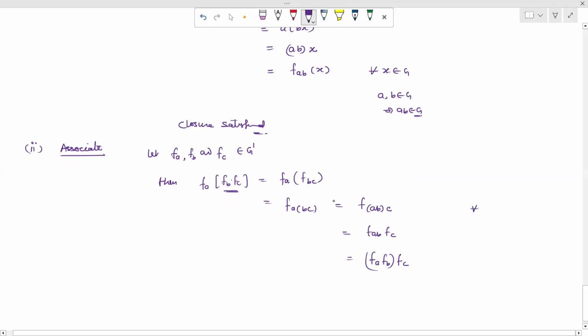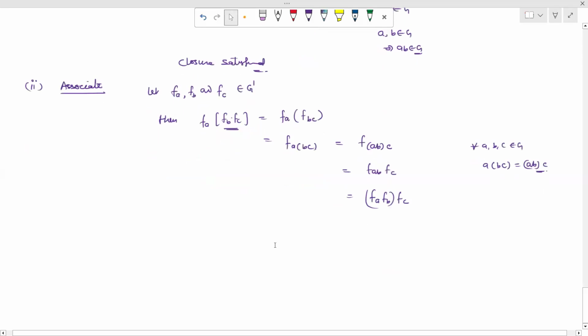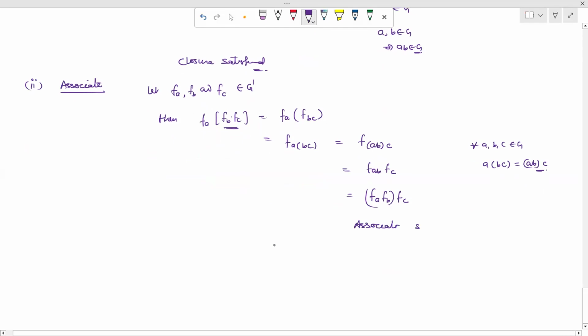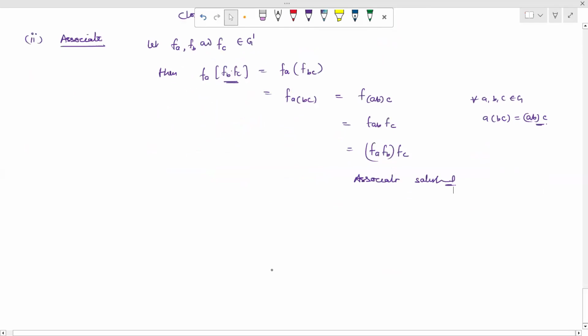So for every a, b, c belonging to G, the associative property also holds for group G dash. So f(a), f(b), f(c) satisfy the associative property. Associative satisfied. We write this directly with the help of the definition. Now we shall prove the identity.